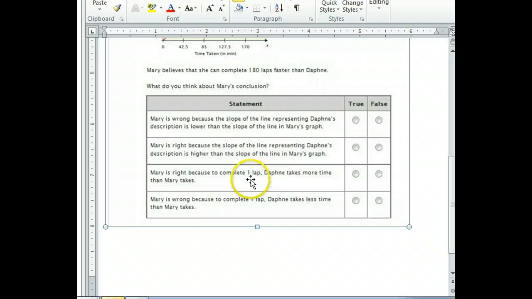Mary is right because to complete one lap, Daphne takes more time than Mary takes. That's not true. Daphne actually takes less time than Mary takes. Mary is wrong because to complete one lap, Daphne takes less time than Mary takes, and that would be true. I think I've covered this problem. Take a look at it and get back to me.